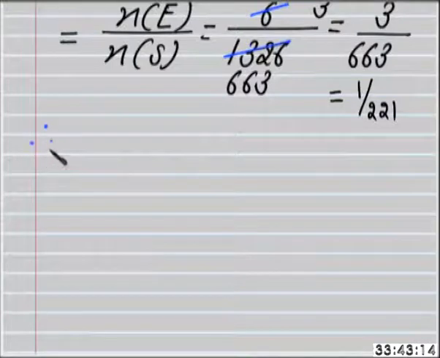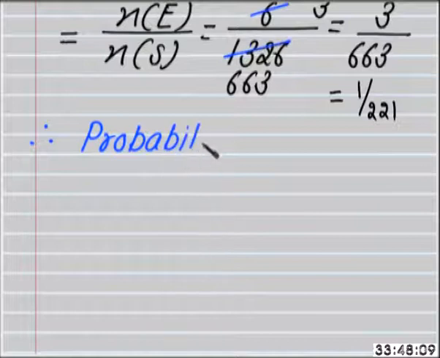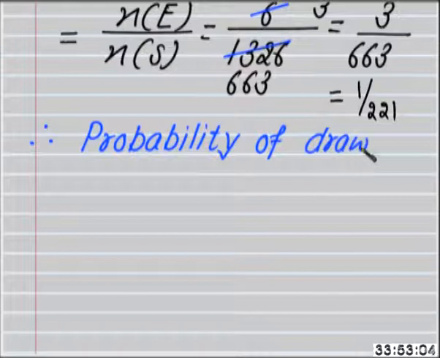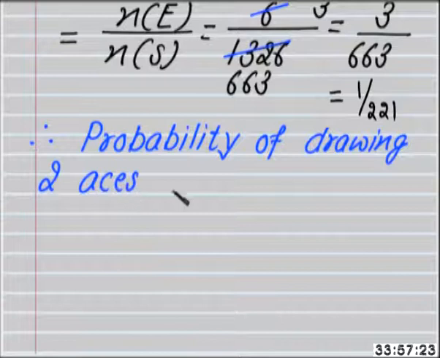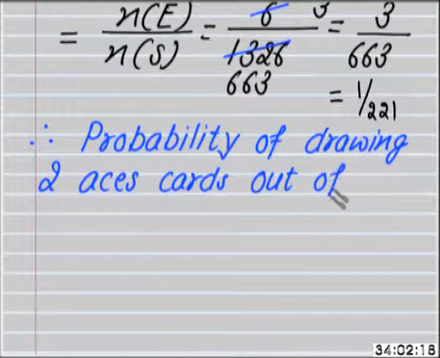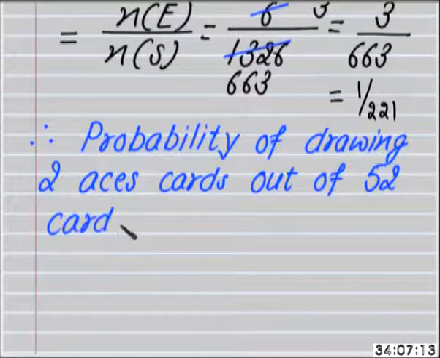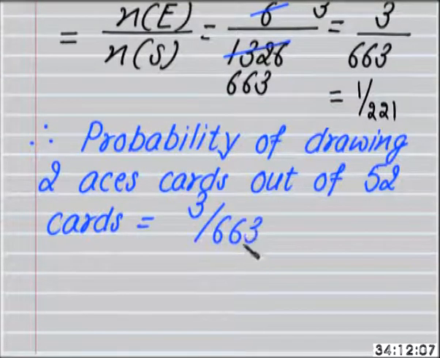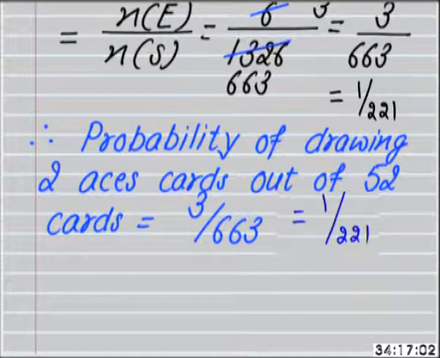Therefore, for the given example, the probability of drawing 2 aces cards out of 52 cards is equal to 3 upon 663. On solving, it is equal to 1 by 221.